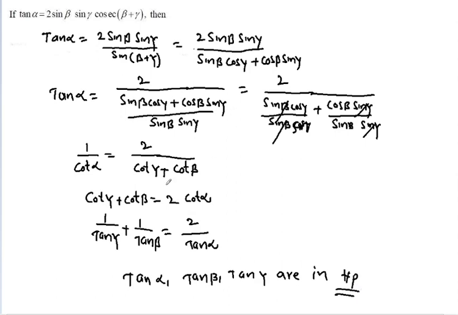Here, from 2 by tan alpha means, that is tan gamma, tan beta, tan alpha are in arithmetic progression.